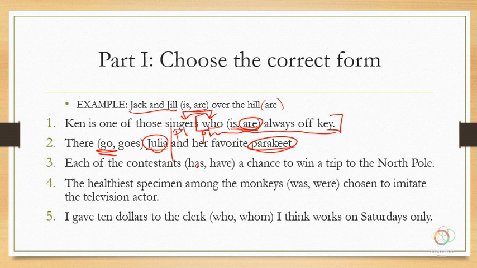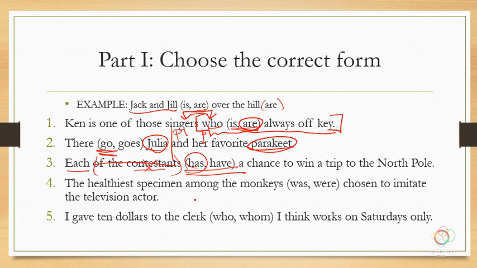Each of the contestants has a chance or have a chance. Here's your verb. Where's the subject for this verb? If you're thinking contestants, that would be wrong, because what we have here is called a prepositional phrase. And a prepositional phrase is important because we need to identify it because there's nothing important in there. Alright, so it's a little paradox. It's important because there's nothing important. And we're going to cross that out. And the subject of that sentence is each. Each is a singular pronoun, so we're going to choose has for that.